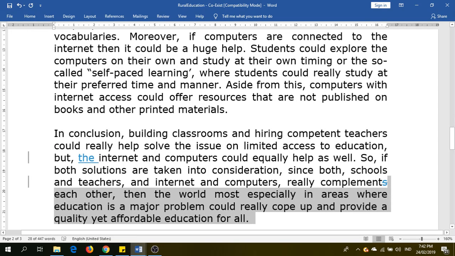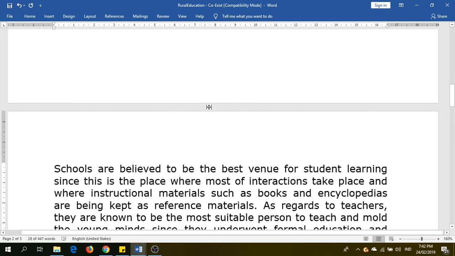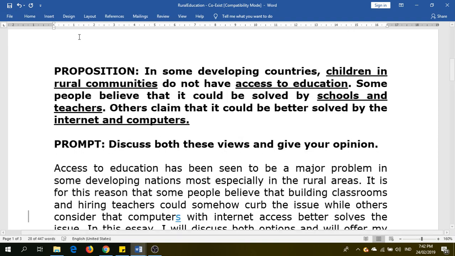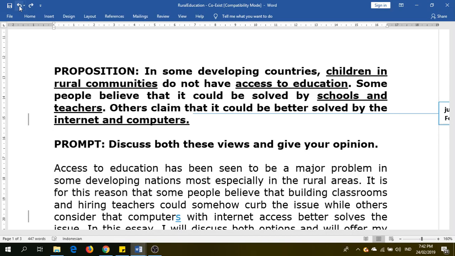You know the reason why this is a Band 7 essay, because it could have been higher, but I just felt that the writer did not discuss sufficiently about rural communities. Instead, the writer was really arguing in general terms about schools and teachers and internet and computers. It would have helped if the writer somehow made the discussion about rural areas more pronounced, in other words, in the essay.